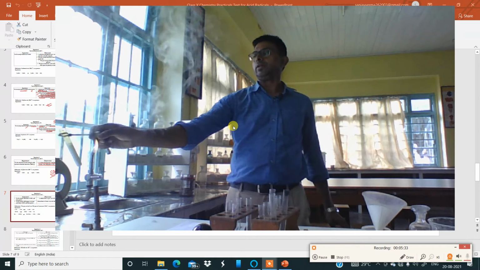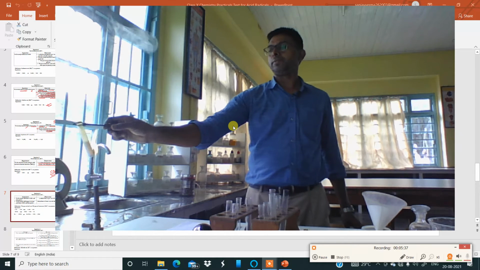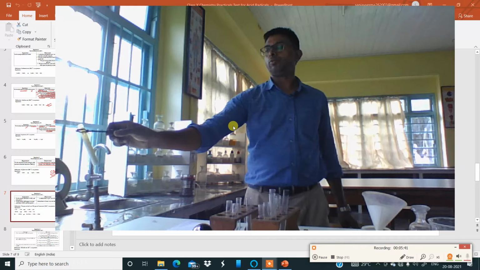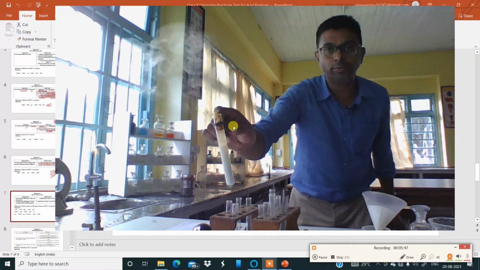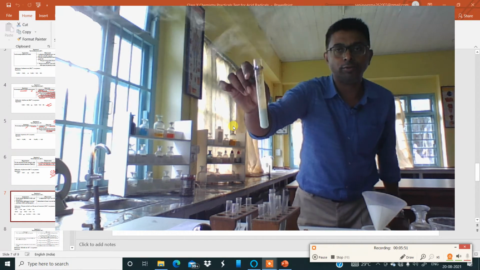Now I'll add copper turnings. I will add copper turnings to this test tube and continue heating. You can see brown fumes now. Brown fumes are coming now. See, dense brown fumes are coming now. I don't know whether you can see or not, but the fumes are brown in color.